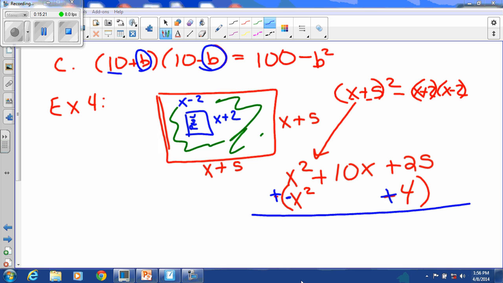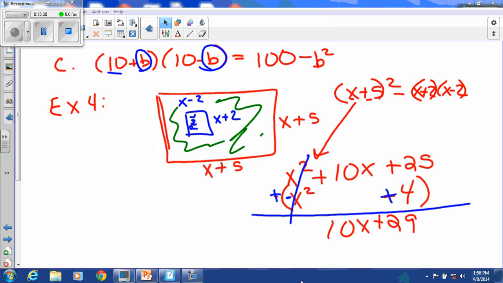X squared minus x squared, this goes away. And then I have a 10x plus 29, which represents the area around the pool.